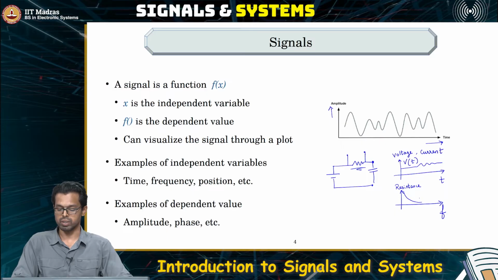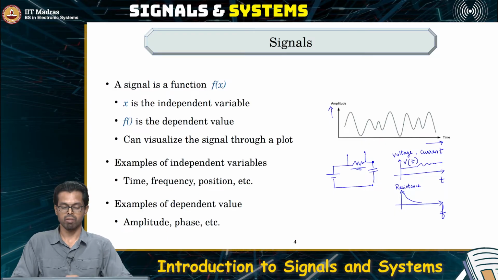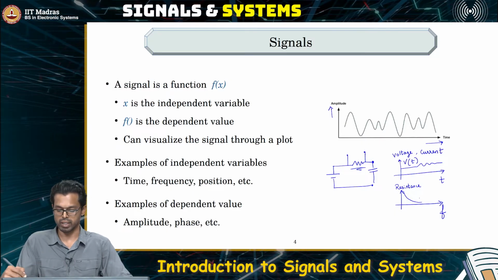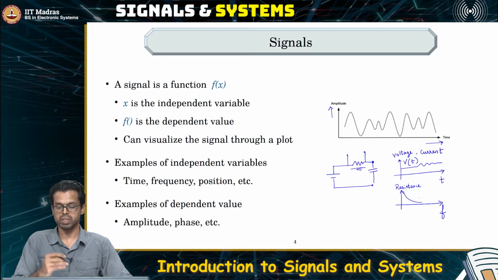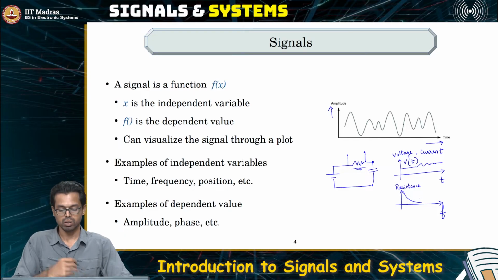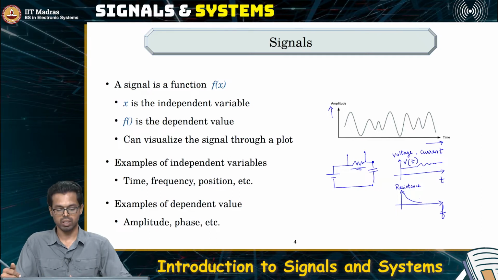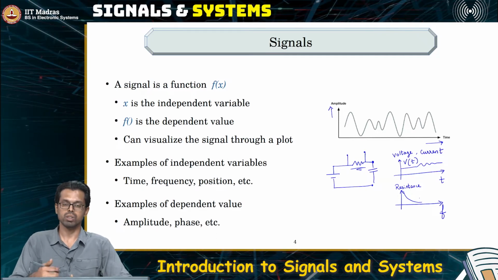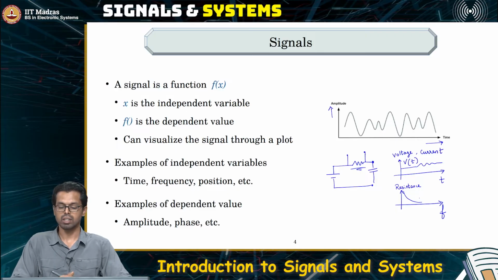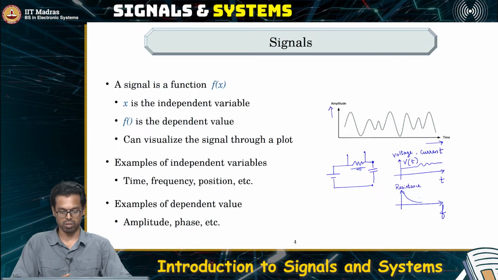And for a frequency which is really high, which is an AC signal, the resistance will be really small. So the resistance will keep changing with the frequency. So this is another kind of signal where the independent variable is frequency and the dependent variable is something that is a function of the frequency. In this case, it is the resistance, which is a function of frequency.